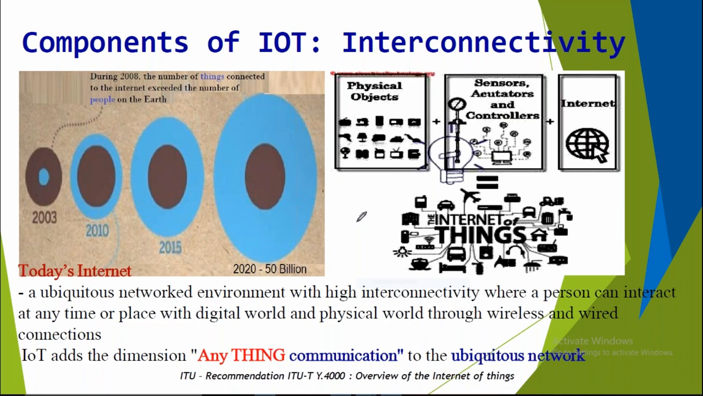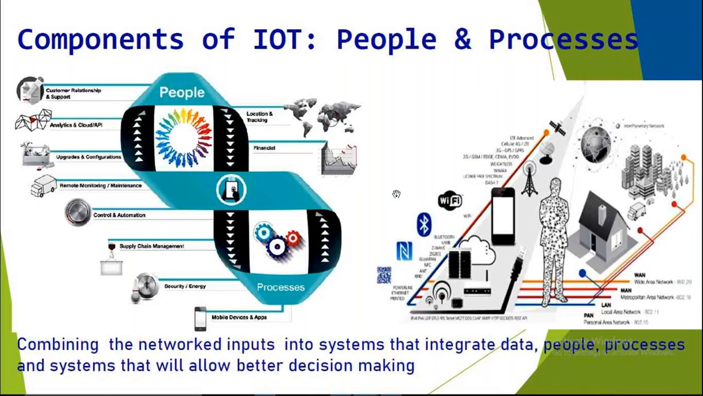So components of IoT. You can see combining the network inputs into a system, which is going to integrate data, people, process, and systems for better decision making. Especially IoT makes decision making. It is a platform to interconnect the people and processes, and then take a wise or better decision with the help of sensing the data, correlating the data, processing the data, and comparing with the standards, and then arrive at IoT.